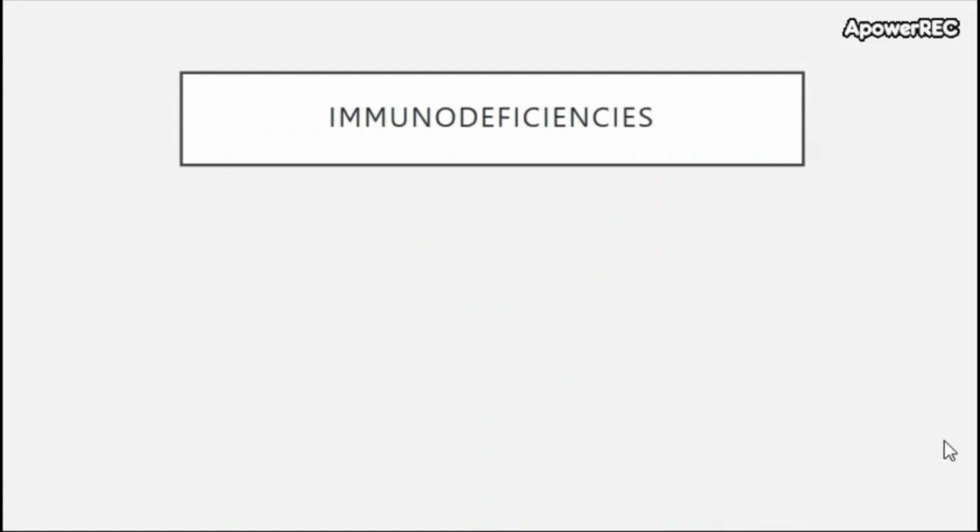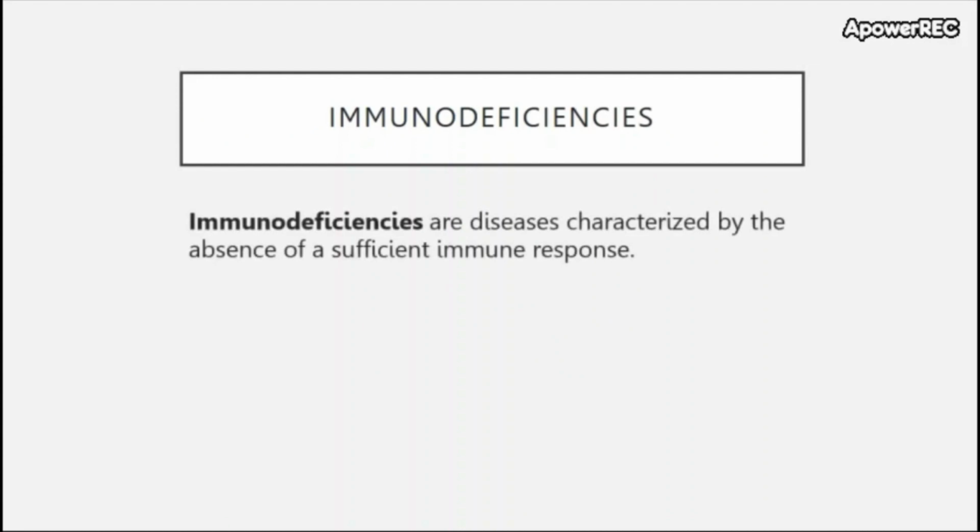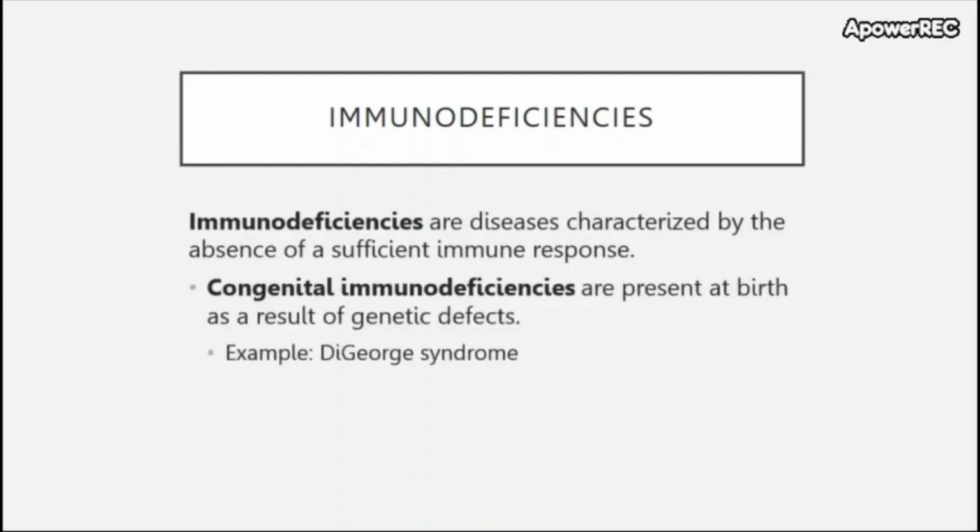So immunodeficiencies are all the way on the other side of the spectrum. They are diseases characterized by the lack of a sufficient immune response. They can be congenital or acquired. Congenital immunodeficiencies are present at birth, and they are the consequence of genetic defects such as DiGeorge syndrome, which is characterized by a lack of a thymus gland, so there's no cell-mediated immunity. That's because T cells mature in the thymus.